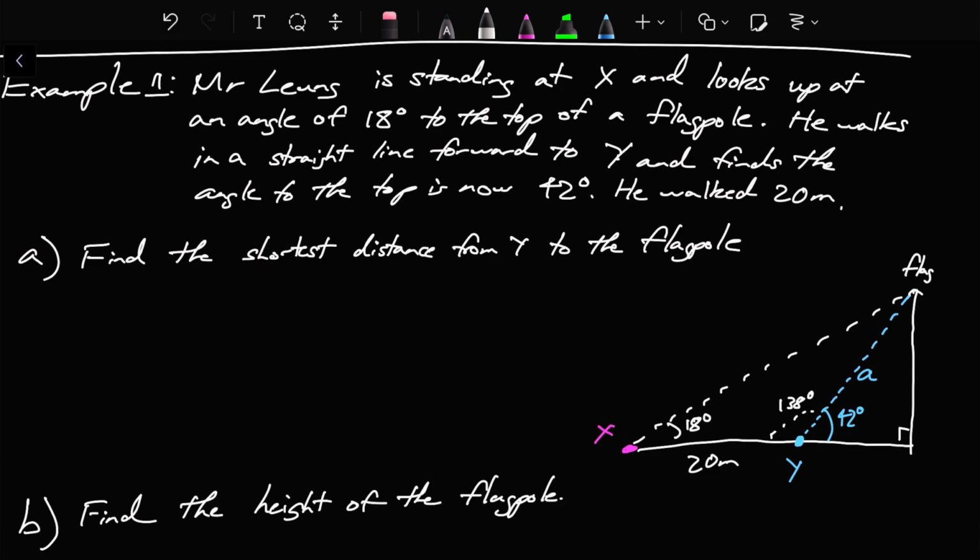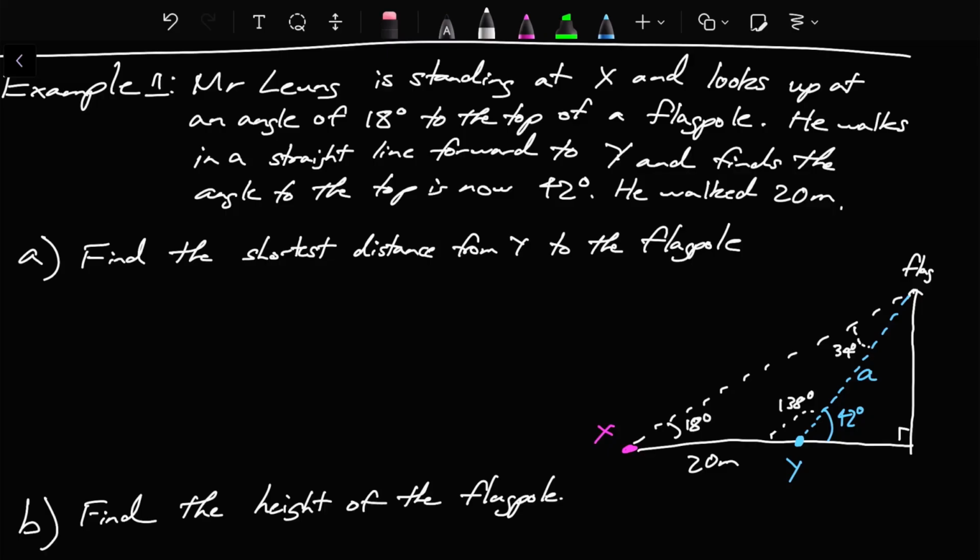Now, do we have enough yet to find the length? Not yet, but if we label one more angle, we will. We have this. Makes a triangle, right? So we go 180 minus the other two. So 180 minus 146, I believe, is 34.